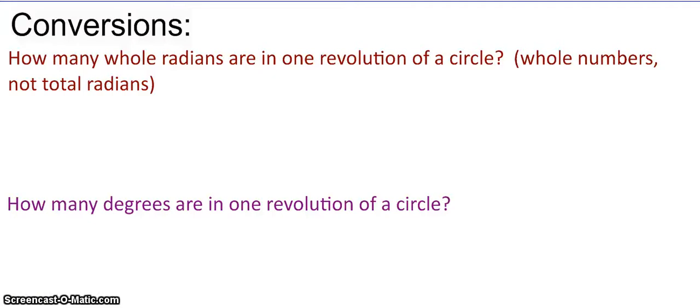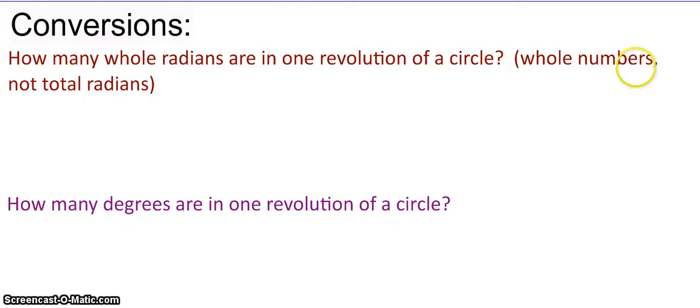Alright, so here we're going to talk about conversion. Before we get into that, we need to have a better understanding about the size of angles in radians versus in degrees. And let me back up. The size of the angle doesn't change, but just the units can give a different perspective. So how many whole radians are in one revolution of a circle?